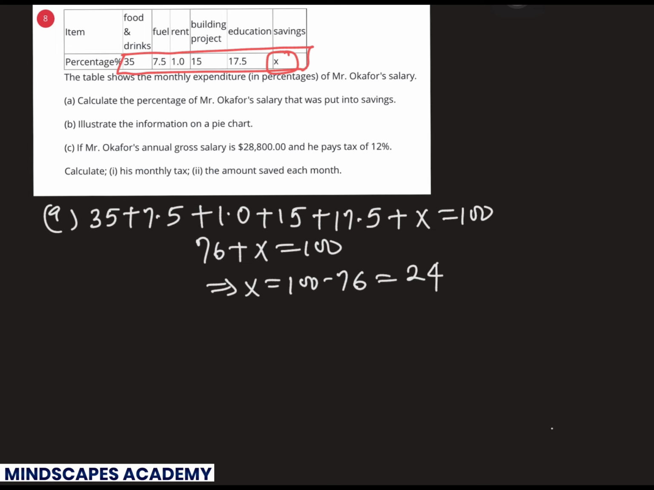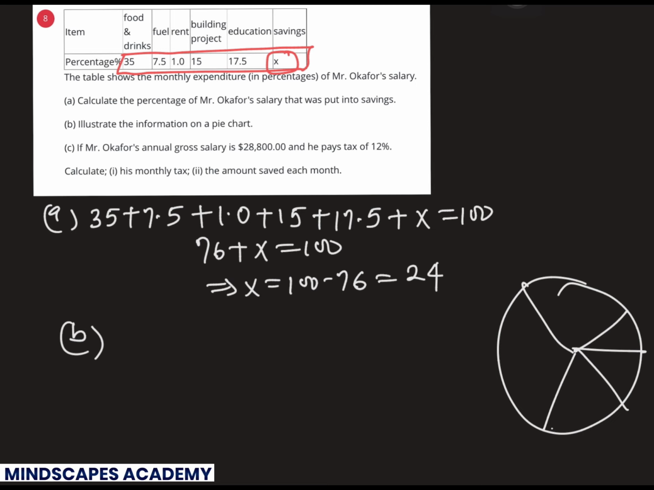Now for the B part, if you want to illustrate that in a pie chart, you have to calculate the degree. A pie chart is a circle, so it has to be 360 degrees. So the sum of angles here should be 360. To get the angle for each section, for food, fuel, rent, you use this formula: the percentage multiplied by 360 over 100. That is what you will use for each.